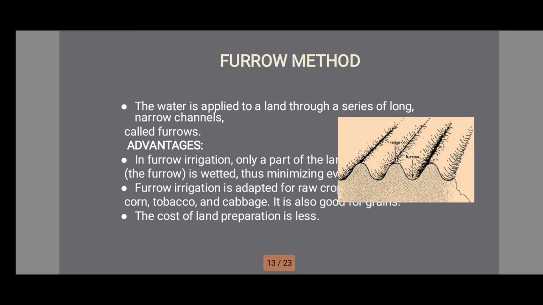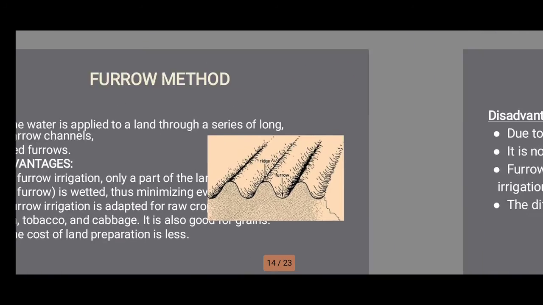And next is the furrow method. Water is applied to the land through a series of long narrow channels called furrows. In furrow irrigation, only a part of the furrow is wetted, thus minimizing evapotranspiration. Furrow irrigation is adapted for row crops like corn, tobacco, and cabbage. The cost of land preparation is less.